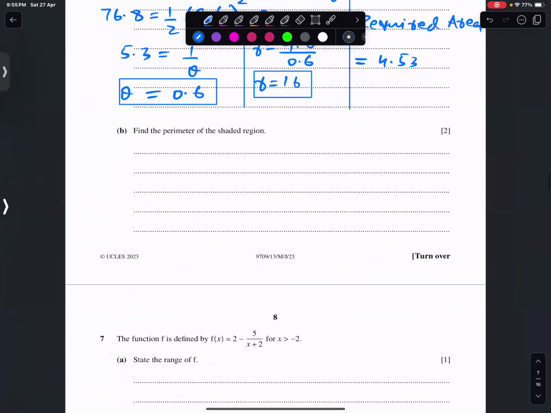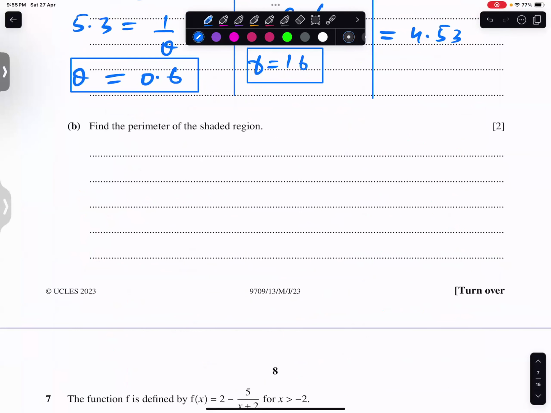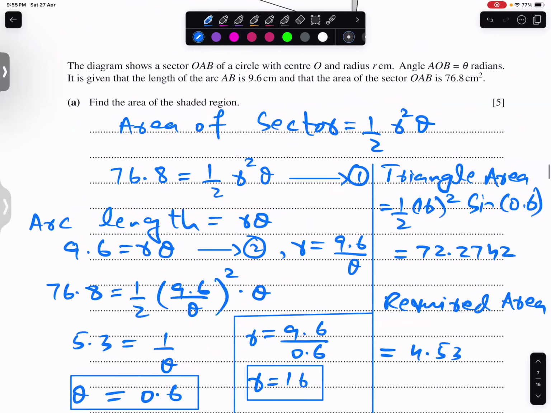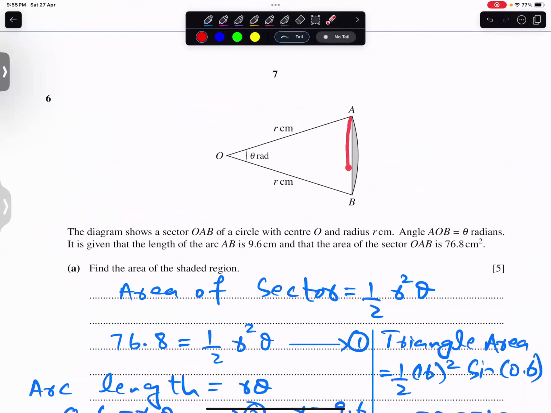Next we have to find the perimeter of the shaded region. To find the perimeter of the shaded region, all we need is this AB, because arc AB is already known. So let's find AB. There are multiple ways. One of the best ways is to find AB through this isosceles triangle.